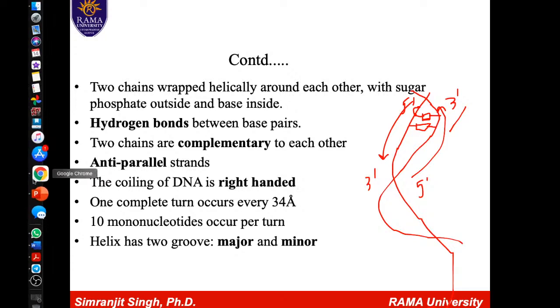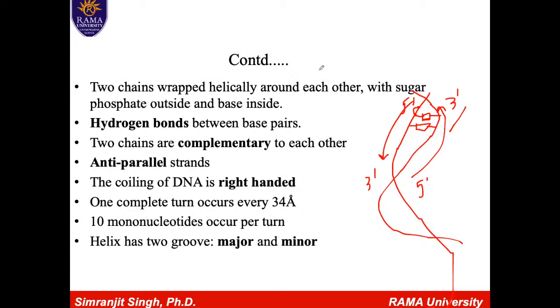And the coiling of DNA is right-handed. If you make a thumbs up with your right hand, and fold your four fingers, they will move in the right-handed way, in the anti-clockwise direction. So the coiling is done in the right-handed way. And one complete turn is around 34 angstrom. So there are a major groove and a minor groove. We will discuss them later.